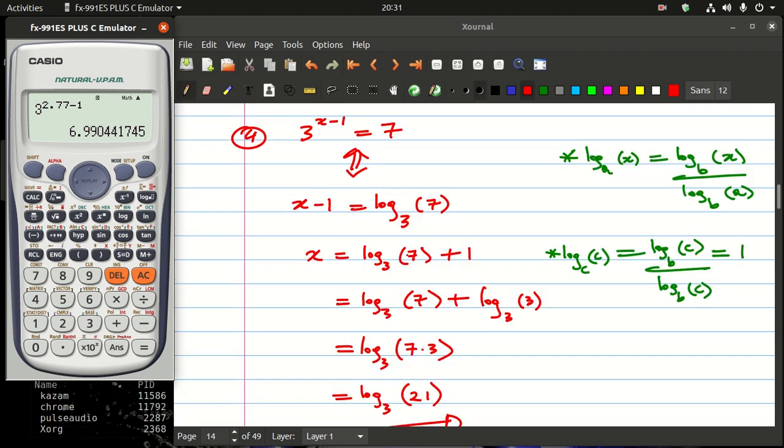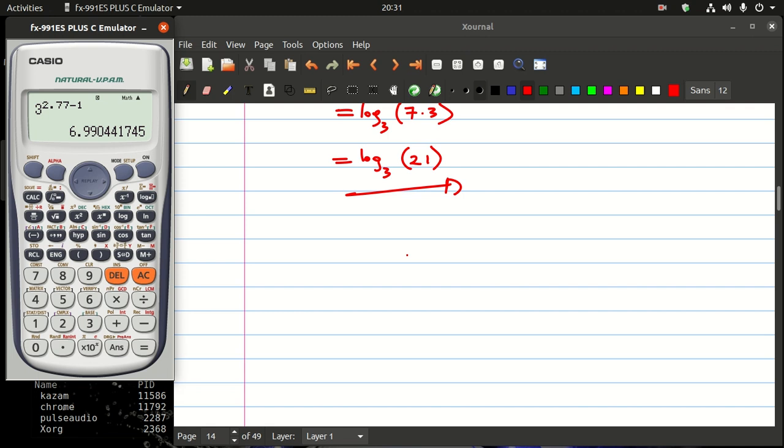Someone else might decide to use ln on both sides. It doesn't really matter. Or just use a log on both sides. It doesn't really matter.